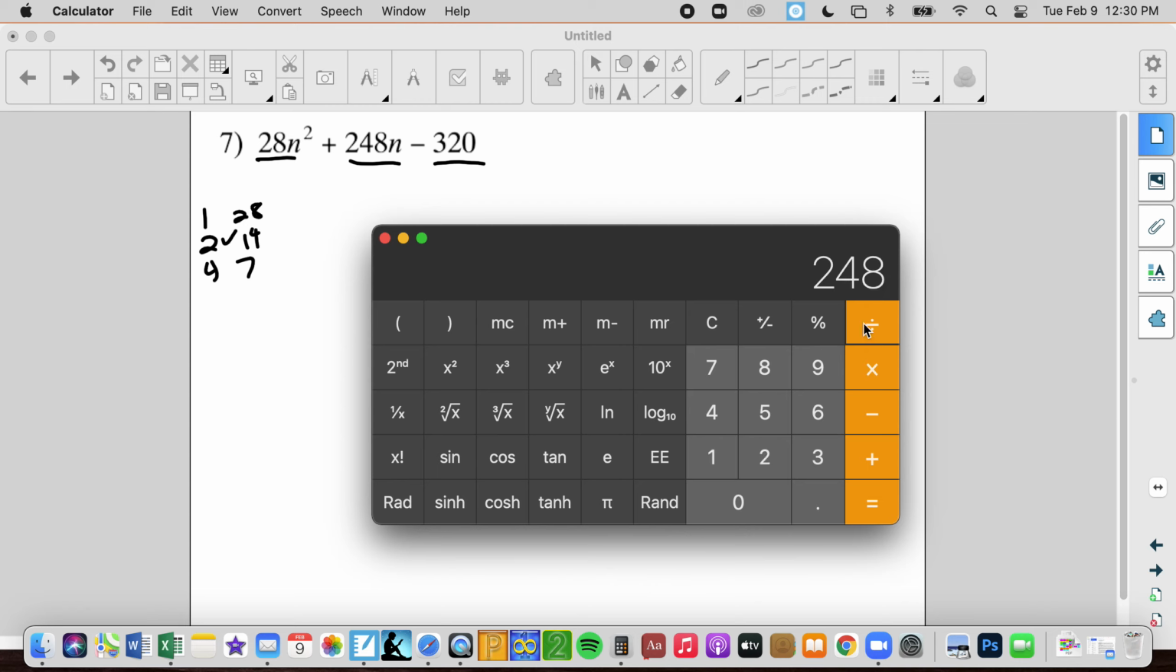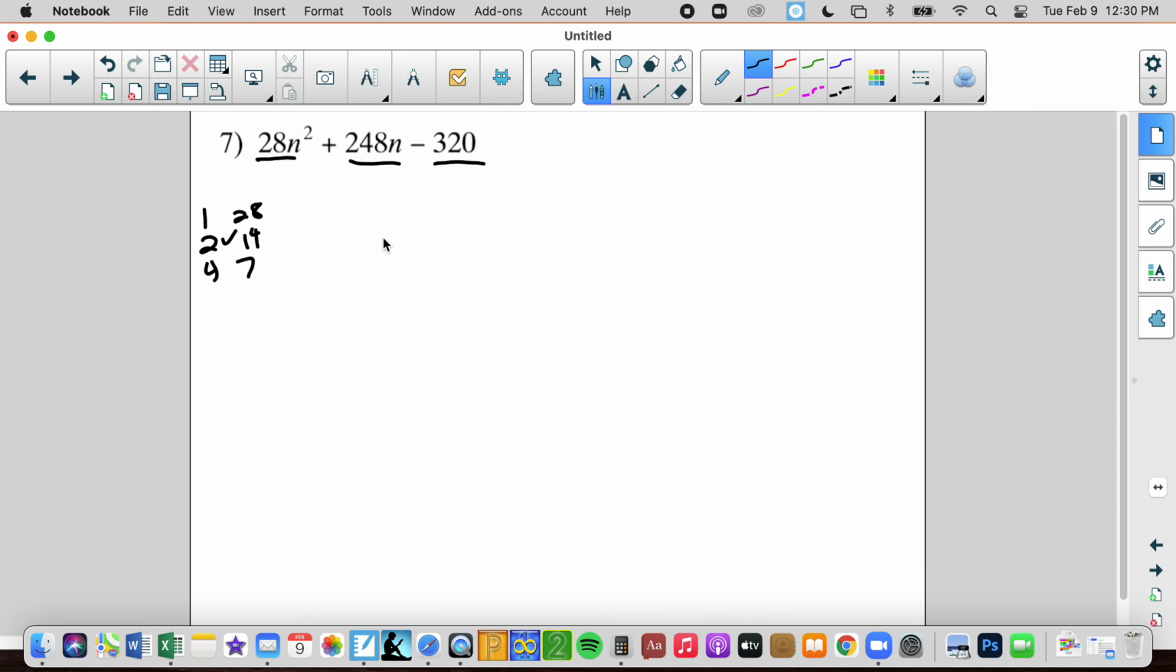248 divided by 4. All right, that goes in evenly. Now let's try 320. Yes, 4 goes into 320 80 times. So I know 4 goes into all 3 of those numbers. 4 goes into 28, 248, and 320.